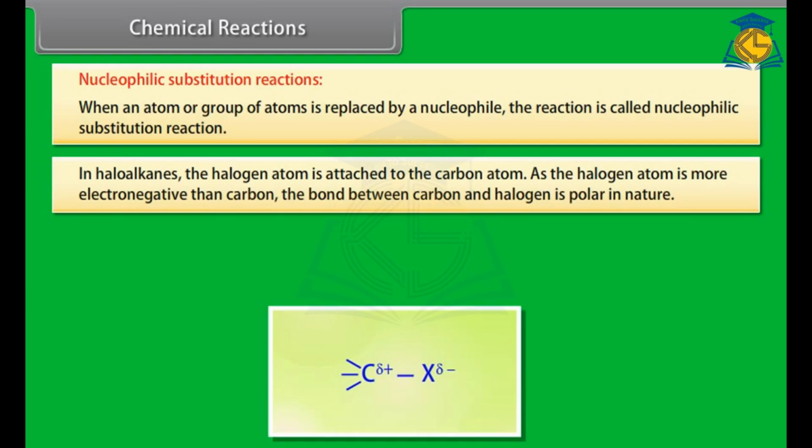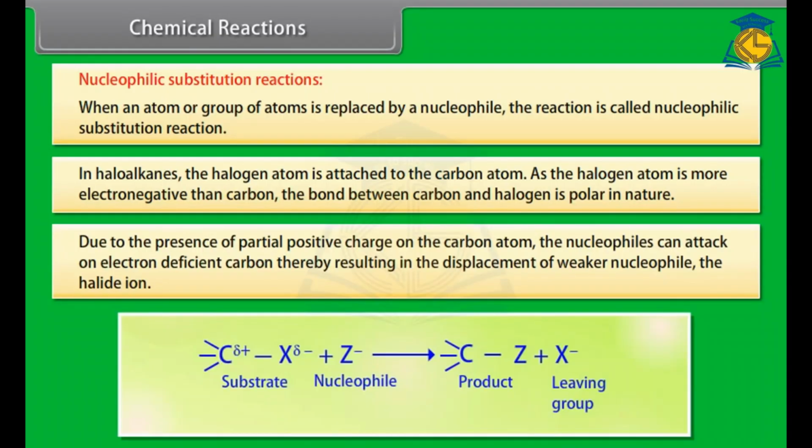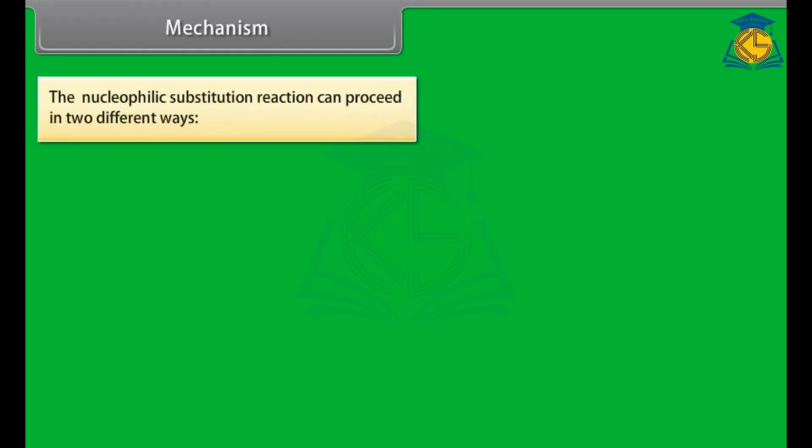In haloalkanes, the halogen atom is attached to the carbon atom. As the halogen atom is more electronegative than carbon, the bond between carbon and halogen is polar in nature. Due to the presence of partial positive charge on the carbon atom, the nucleophiles can attack the electron-deficient carbon, thereby resulting in the displacement of the weaker nucleophile, the halide ion. Mechanism. The nucleophilic substitution reaction can proceed in two different ways.